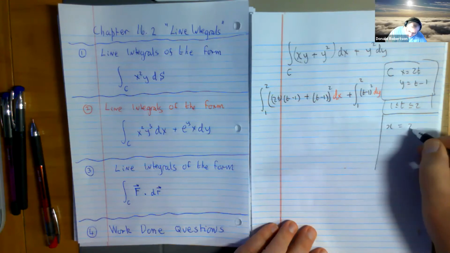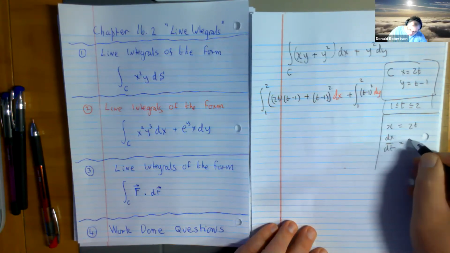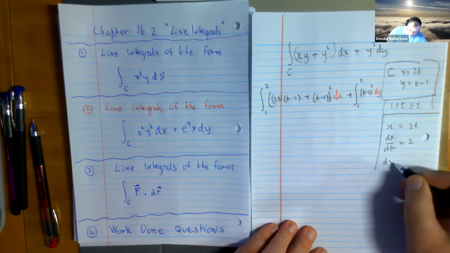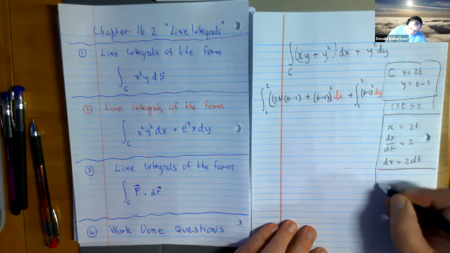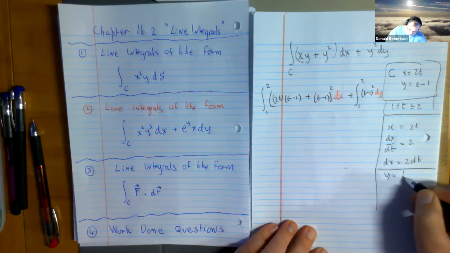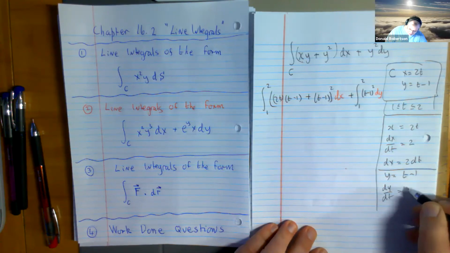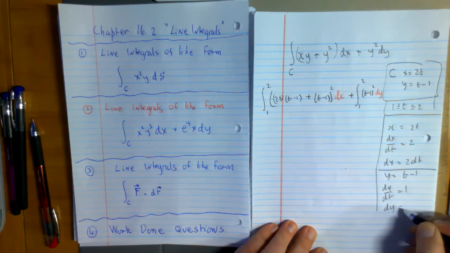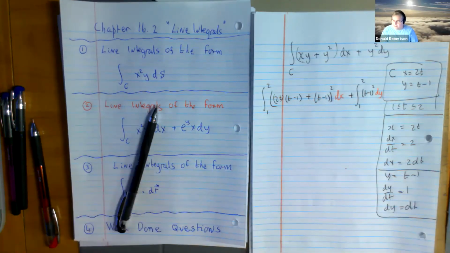If x is 2t, then won't dx by dt be 2? And that makes dx 2 dt. And if y is t take away 1, then dy by dt is 1, so dy is dt. Are we good with that so far?